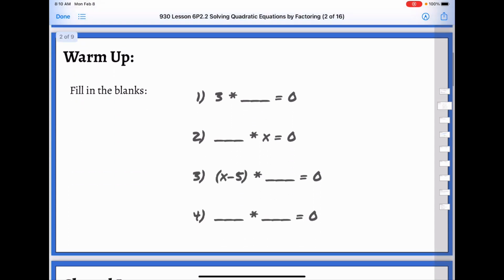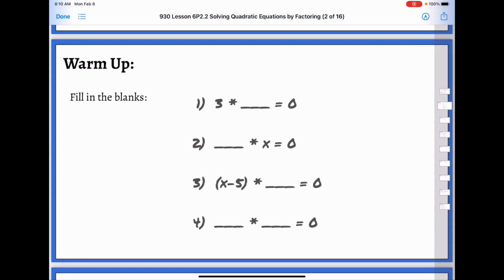So as a warm-up, really getting our brains into this zero mode here. See if you can fill in the blanks. Pause your videos and go for it.